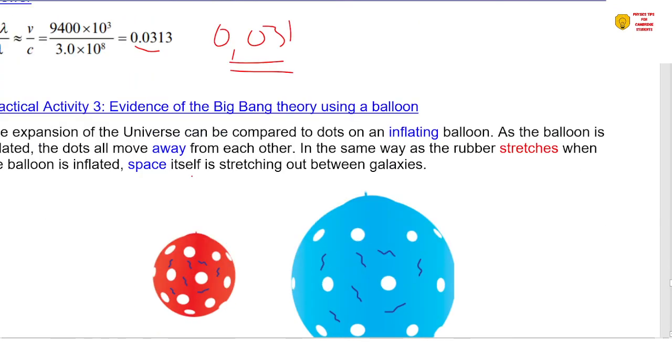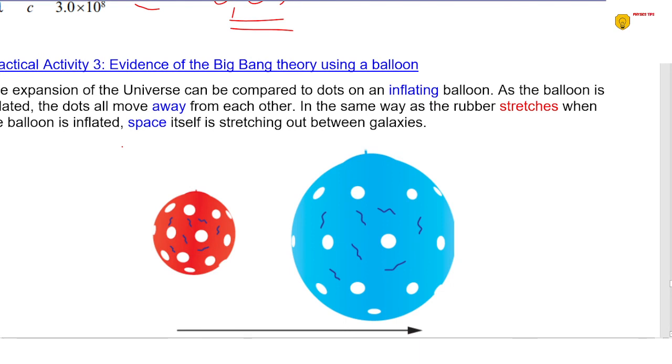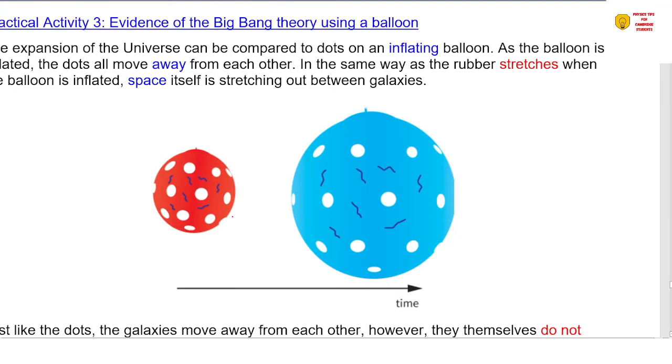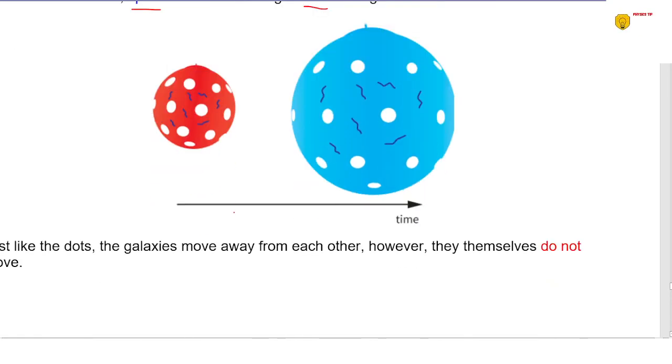Then practical activity, evidence of the Big Bang theory using a balloon. The expansion of the universe can be compared to dots on an inflating balloon. As the balloon is inflated, the dots all move away from each other. So if you make dots on a balloon and then start blowing it, the dots start to move away from each other. In the same way as the rubber stretches when the balloon is inflated, space itself is stretching out between the galaxies. That is with time. So just like the dots, the galaxies move away from each other. However, the galaxies themselves do not move.